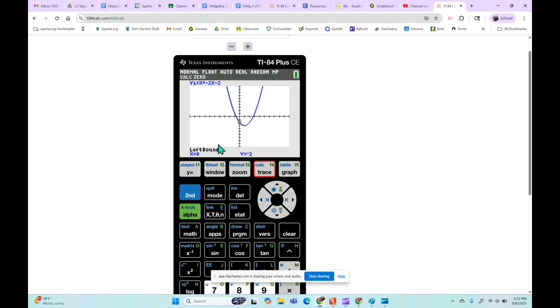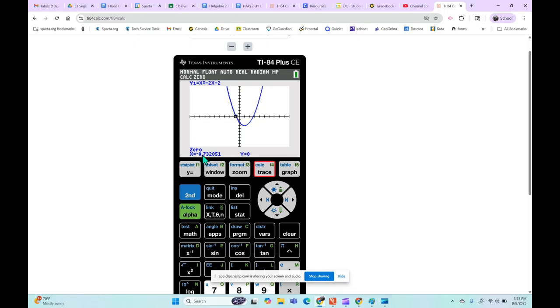And it says left bound. So you use your left arrow keys to go to the left of the first x-intercept you want to calculate and hit enter. It drops a vertical line in there. Then it says right bound. So I'm going to go to the right of it and hit enter. It drops another vertical line. Then it says guess. I don't know why it says guess, but I'm just going to hit enter again.